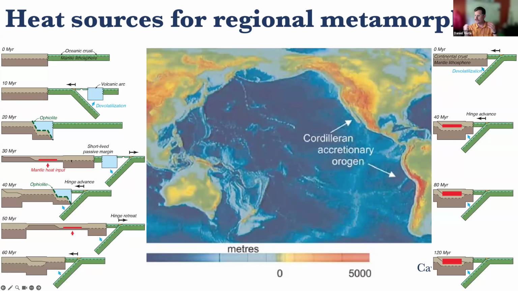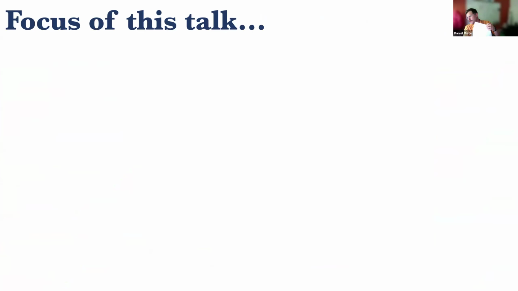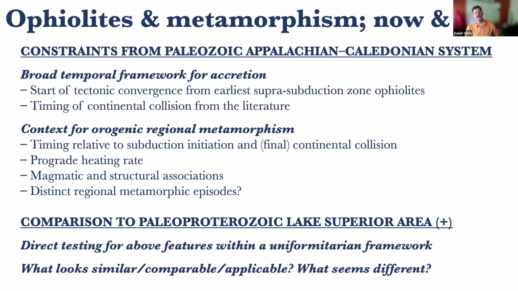And so you can see that there are two styles of accretionary orogenesis that could accommodate these two different end-member heating scenarios. So in this talk, I'm going to focus on a couple of things. I'm going to focus on ophiolite belts, and I'm going to focus on these orogenic regional metamorphic complexes.